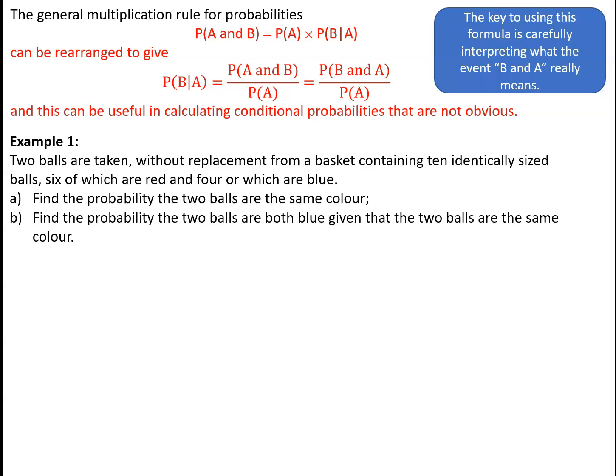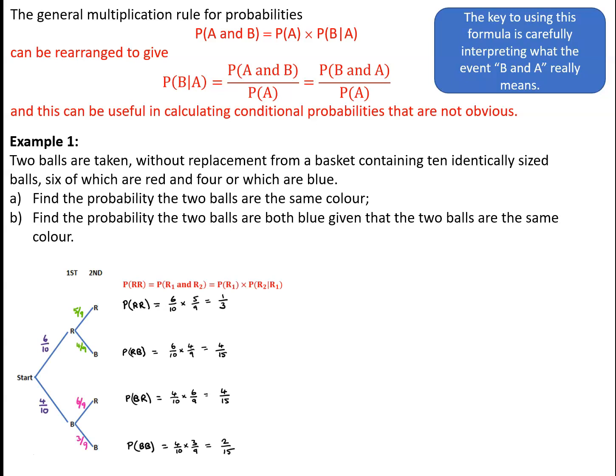Now part A we've done almost all the work for already, so we've seen how we can represent this experiment by a tree diagram, and we've worked out the probabilities for each of the branches in the tree. So we can now answer part A very quickly. The probability that we get 2 balls which are the same colour is the probability that we go red red or we go blue blue. So that is, from the tree diagram we've already drawn, 1/3 plus 2/15, which gives me 7/15.